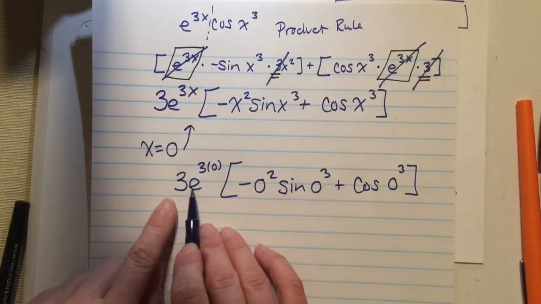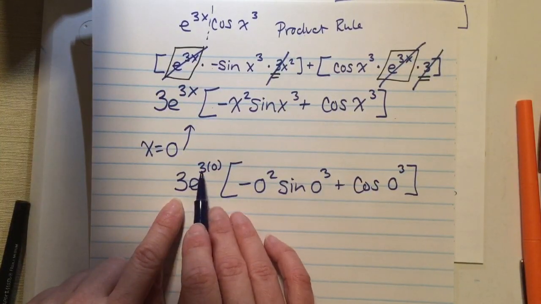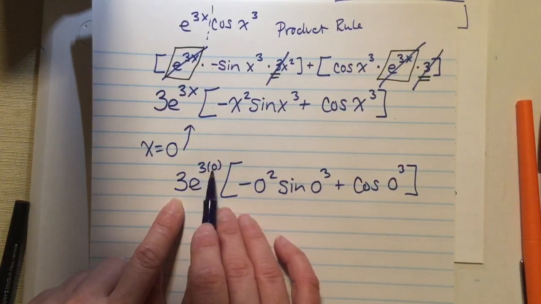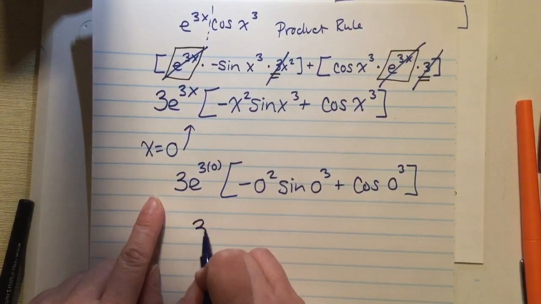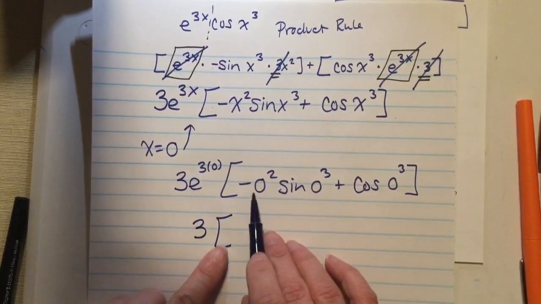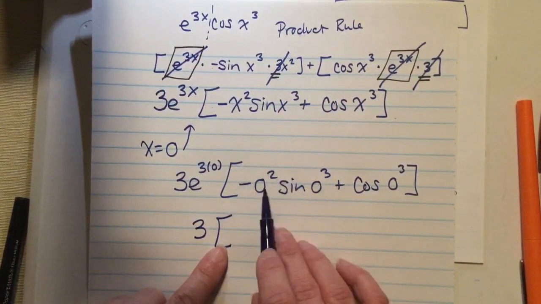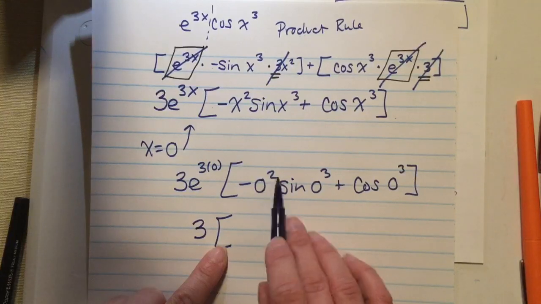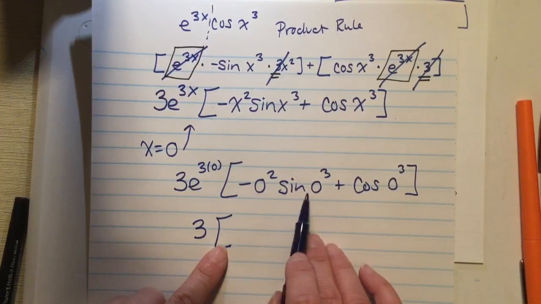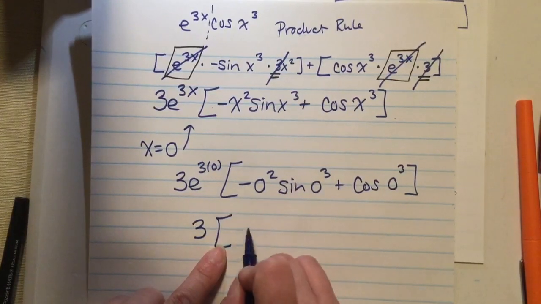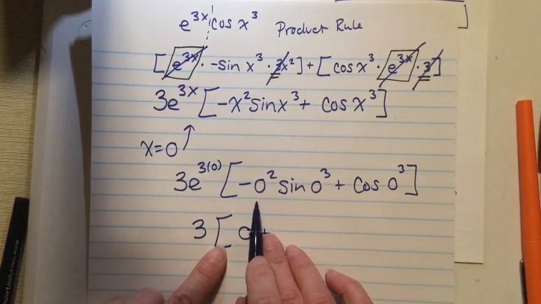So if I go ahead and look at this, e to the power of 3 times 0. This is going to be e to the power 0. Anything to the power of 0 is 1. So 1 times 3, this is 3. Well, notice this. I'm multiplying by 0 squared, which is 0 times a negative. There's no such thing as a negative 0. 0 times whatever the sine ends up being, it's going to be 0 because you're multiplying by 0.